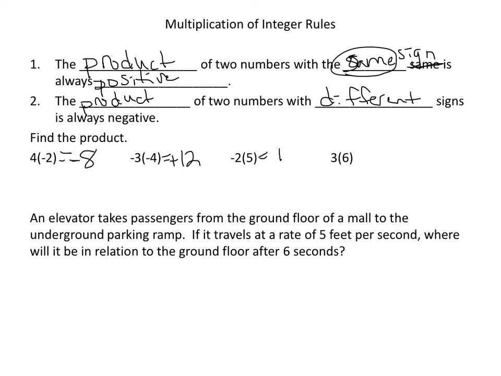So 2 times 5, hopefully you said was 10. We have different signs, so it's negative 10. 3 times 6 is 18. They're both positive, so it's positive 18.